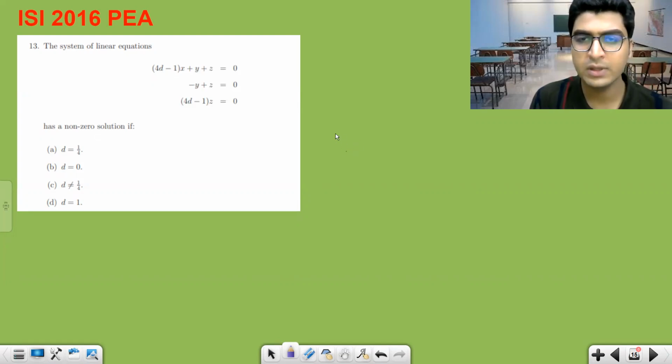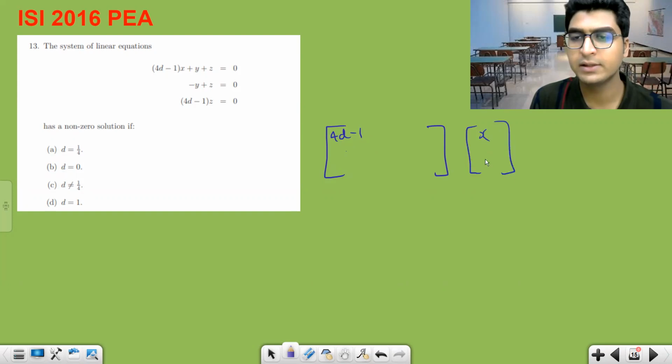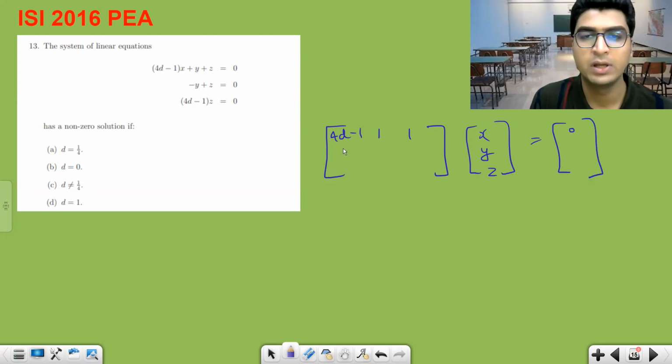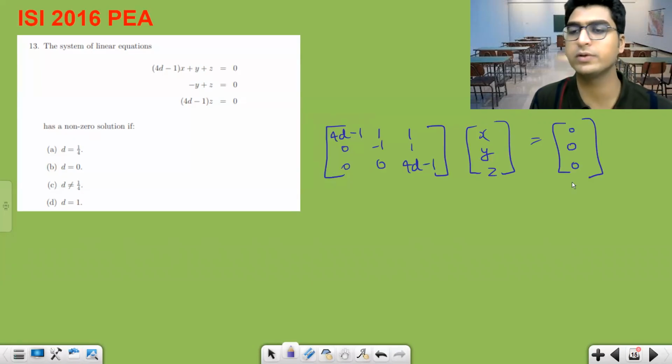So let me just create that matrix. Okay, so (4d minus 1) times x plus 1 times y plus 1 times z will be equal to 0. Okay, there is no x: 0 times x minus 1 times y plus 1 times z equal to 0. And (4d minus 1), 1, 2nd, 0x, 0y, (4d minus 1) z is equal to 0.